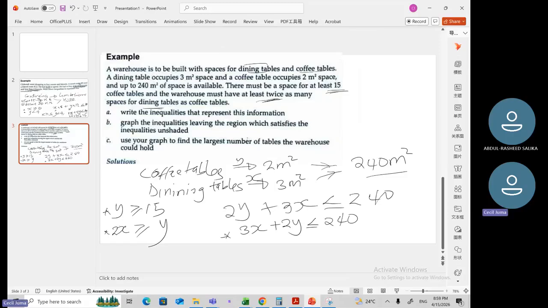In linear programming, for you to survive, it's a matter of understanding how you break down this information into many parts. If you know how to break down this information, the rest is easy.